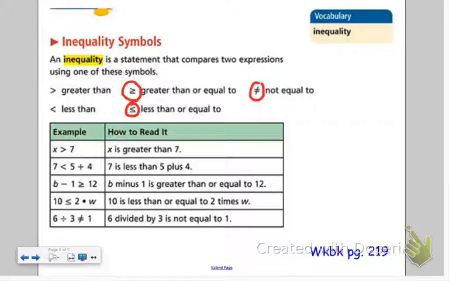Same thing applies to the next one. 10 is less than or equal to 2 times W. Or the last one, 6 divided by 3 is not equal to 1, which is true, right? 6 divided by 3 is 2, and 2 is definitely not equal to 1.